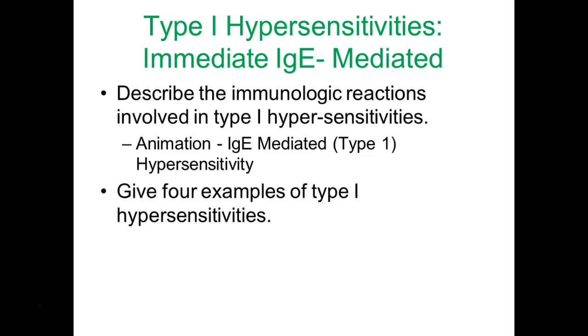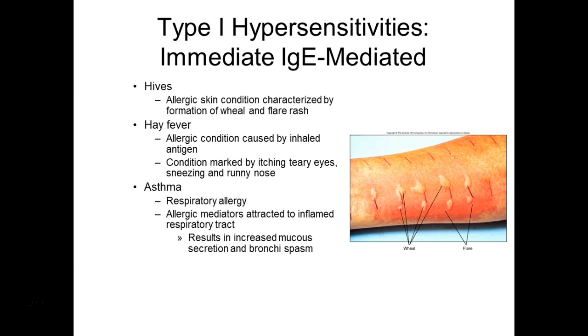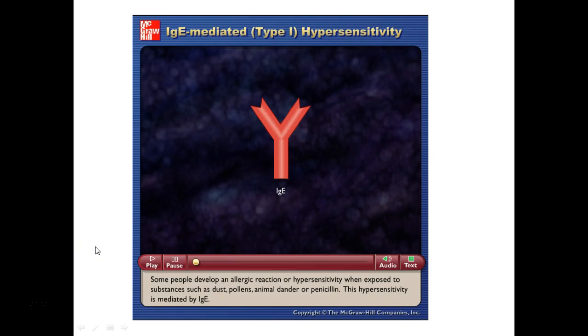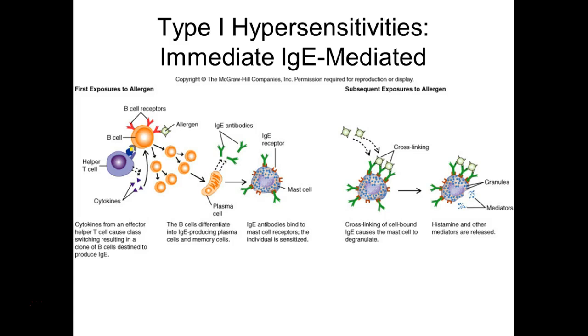So type 1, as I said, the name tells you a lot. It's immediate, it's IgE mediated. So, trying to think, there's the types. So same progression. I'm trying to think where I want to go with this. Yeah, I want to go right here.